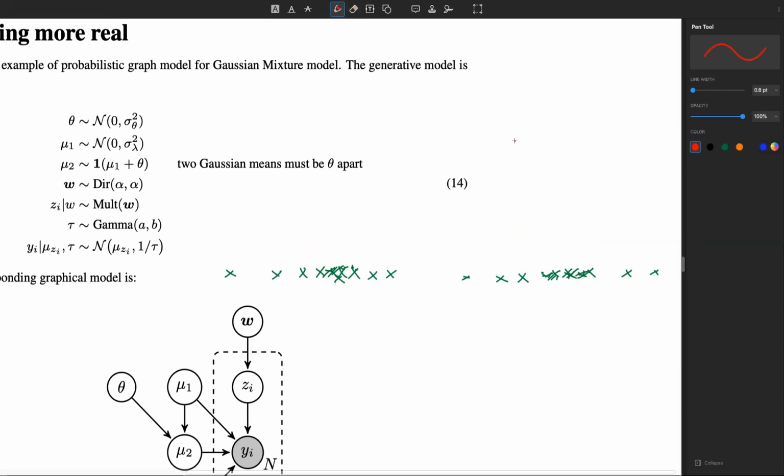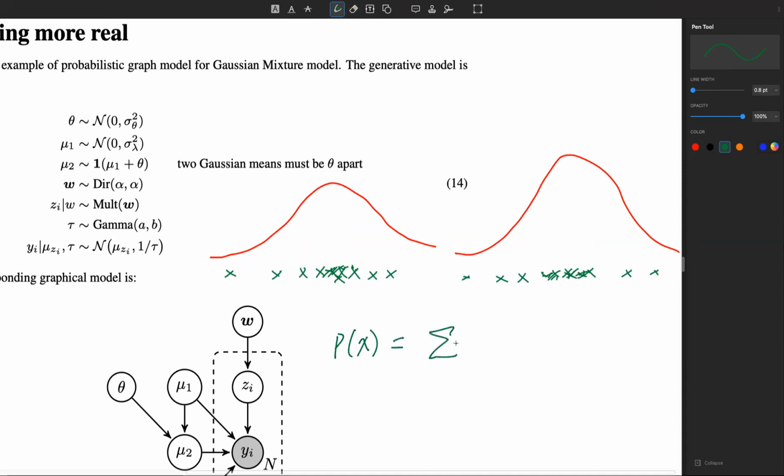Maybe 2 Gaussians, yeah? I'll have this Gaussian, and I'll have another Gaussian like this. So how do I define a Gaussian mixture model? I would say P of X is equal to the sum of 2 Gaussians, l from 1 to K. Then I have X, this is something I'll try to model, and I'll have a mu l and sigma l.